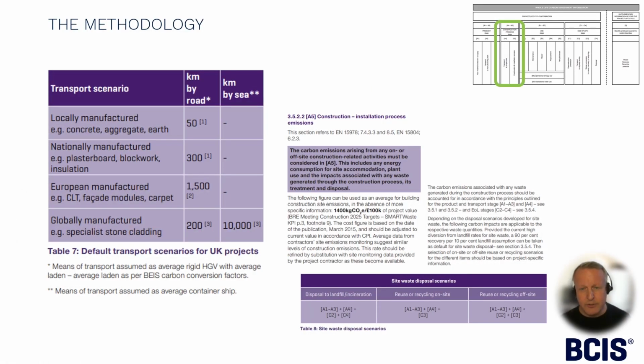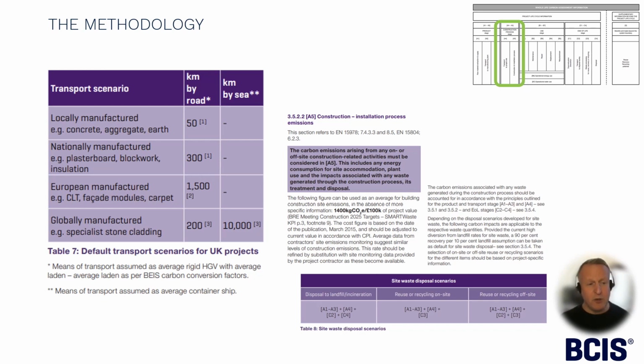Okay, conscious of time. Moving on to the transportation and the construction element. So the RICS professional statement gives, for transport, firstly, some default distances which it recommends in the absence of having real data. You use those default distances and multiply them by the carbon conversion factors which are available through BECD to give you a transportation number.